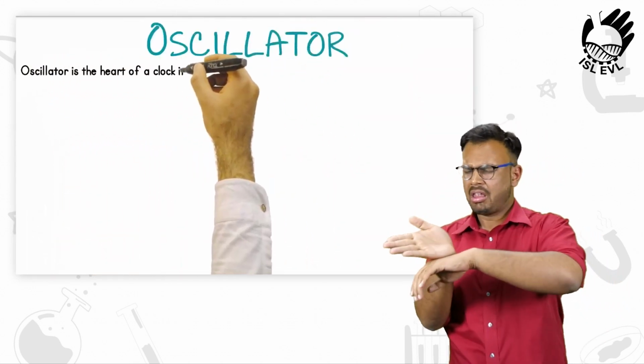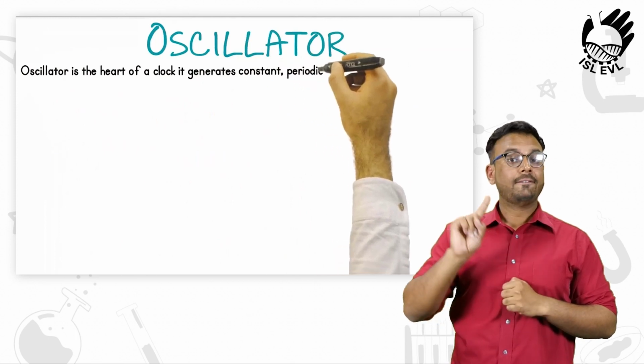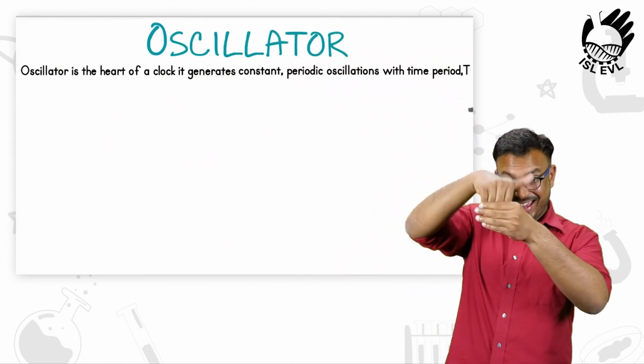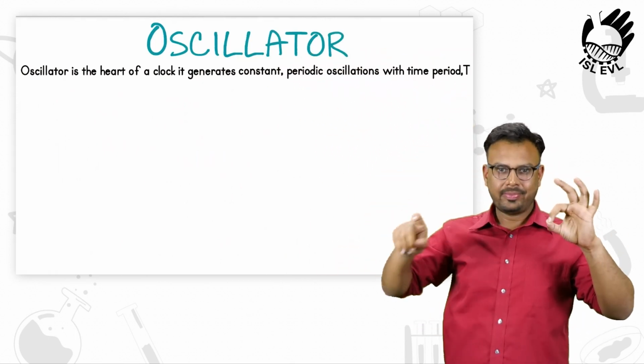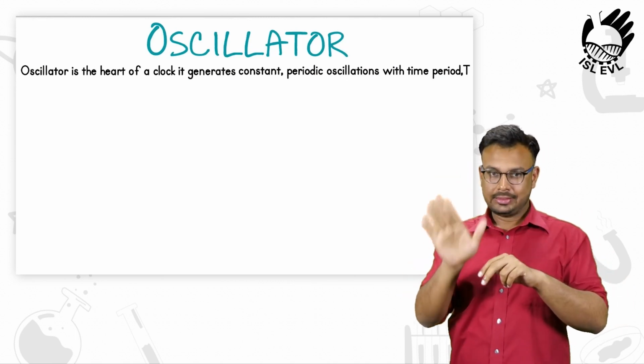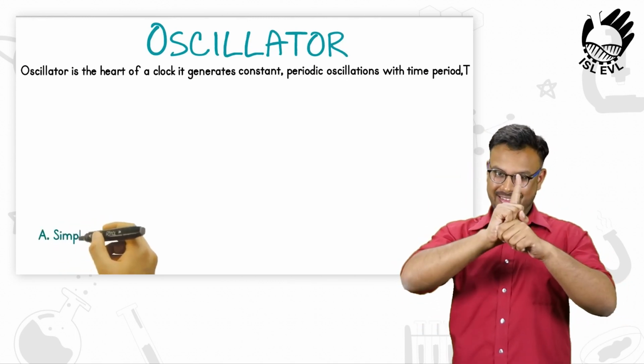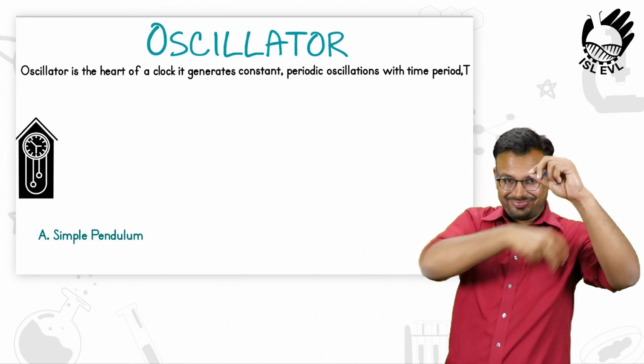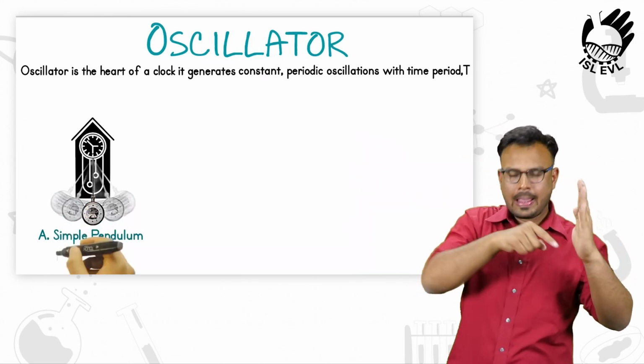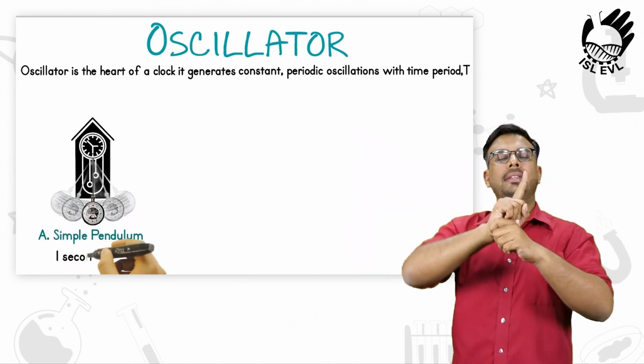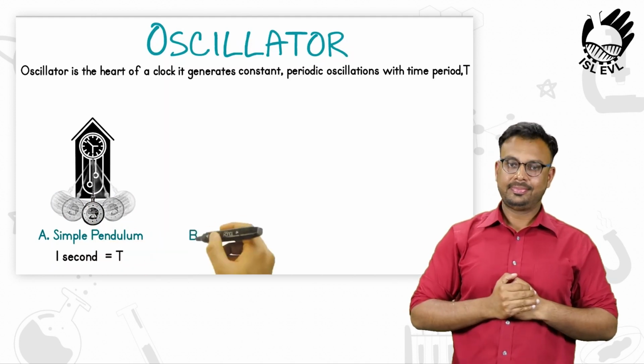Oscillator. Oscillator is the heart of a clock. It generates constant, periodic oscillations with time period t. Examples of this periodic oscillators which are used for defining the time interval 1 second are a simple pendulum, where 1 second can be defined as one time period of its oscillation, i.e., 1 second equals t.